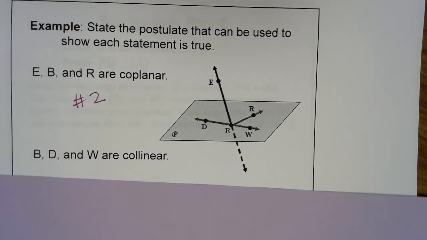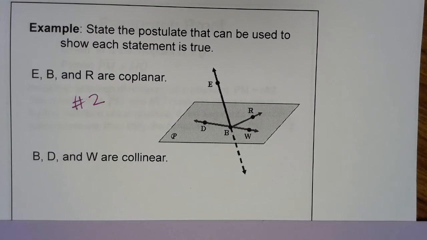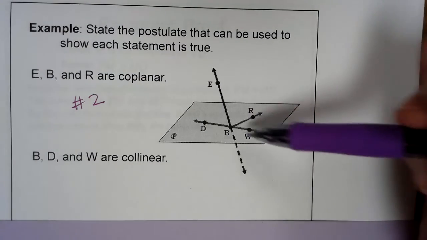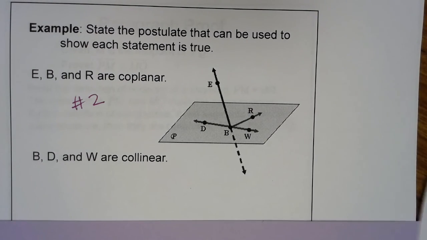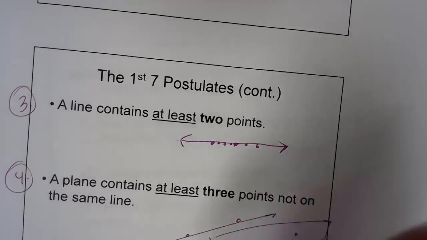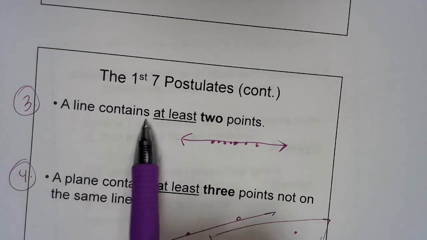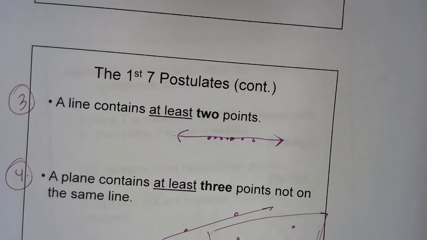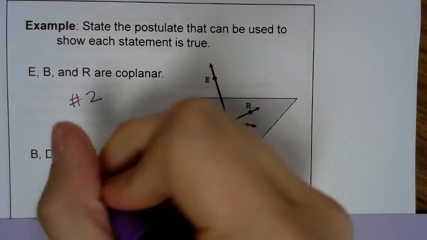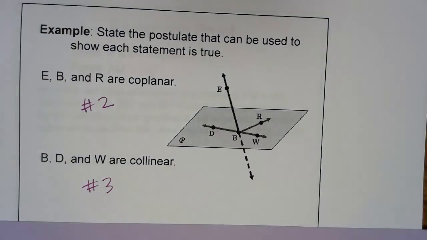Okay, the next one, B, D, and W are collinear. So I'm talking about 3 points that are collinear. Since it's 3 points, I'm going to look at postulate number 3. A line contains at least 2 points, meaning it could contain 3 as well. So that's going to be postulate number 3.